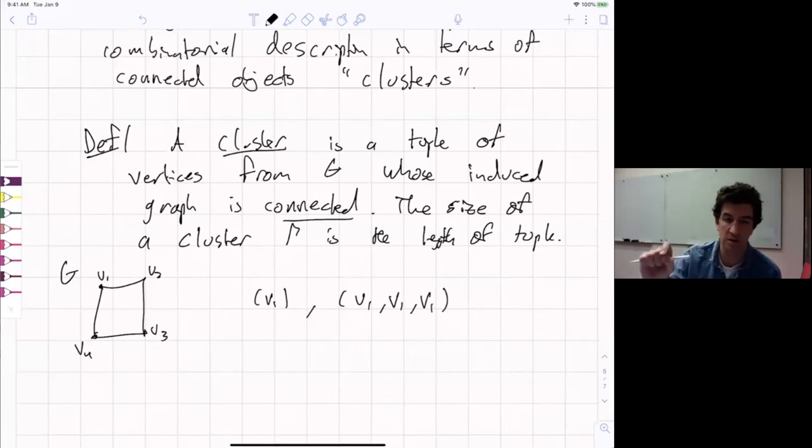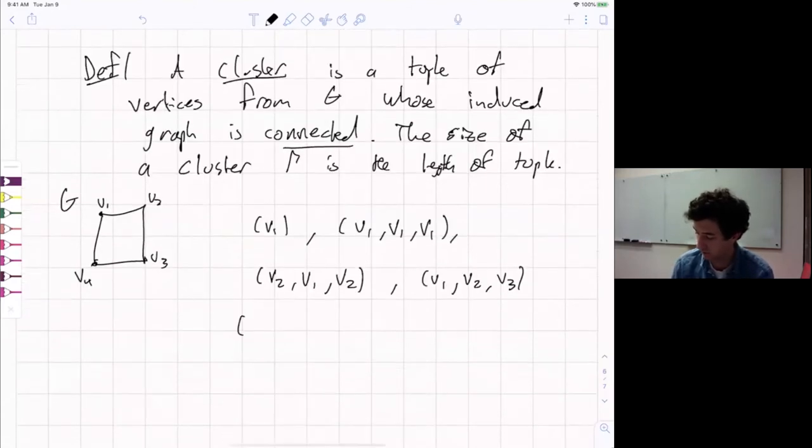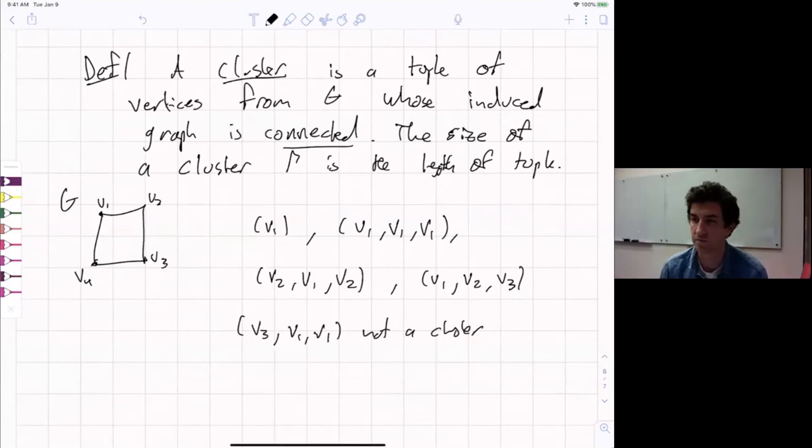I'm thinking of the induced graph there as just being the single vertex, and so it's connected. Another cluster might be, I don't know, V2, V1, V2. Again, this is a connected object. Or you could say V1, V2, V3. That's another cluster. Something that's not a cluster is like V3, V1, V1, because V1 and V3 are not joined. Okay, so these are clusters.